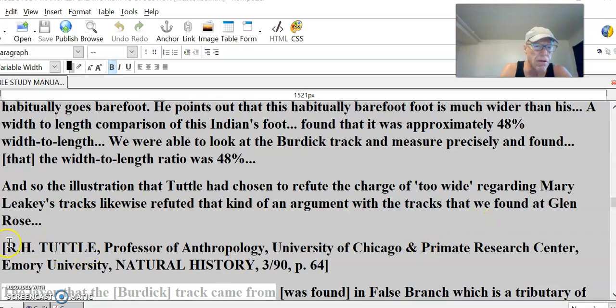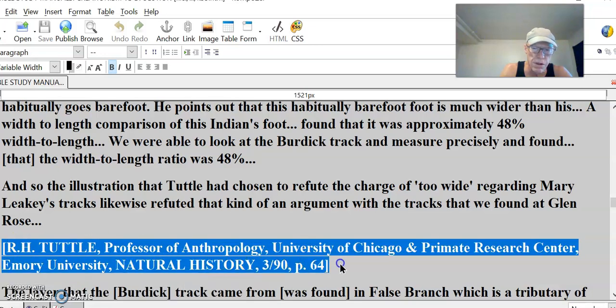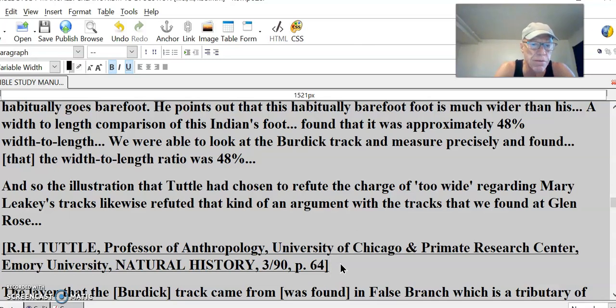On the matter of Glen Rose, looking at R.H. Tuttle's quote, University of Chicago, professor of anthropology. The illustration that Tuttle had chosen to refute the charge of too wide regarding Mary Leakey's tracks likewise refuted that kind of argument with the tracks that we found at Glen Rose. Here it is.